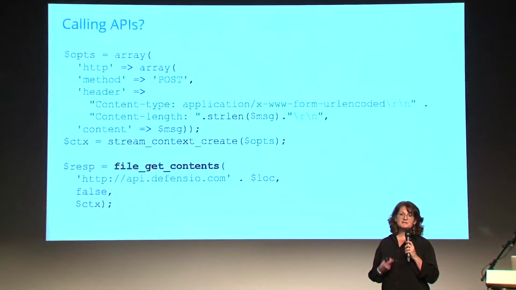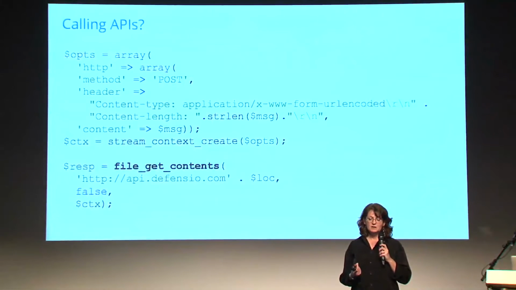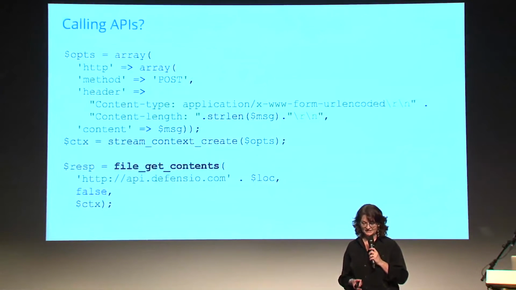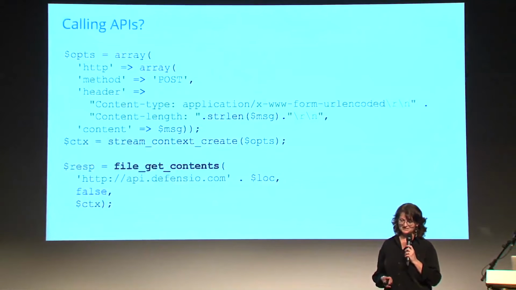So in a few places in the joined in code, we're going to replace calls to fsockopen with file get contents, like this. So here we're making a post request to defensio.com using file get contents.